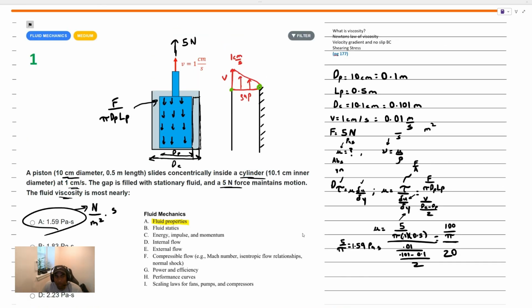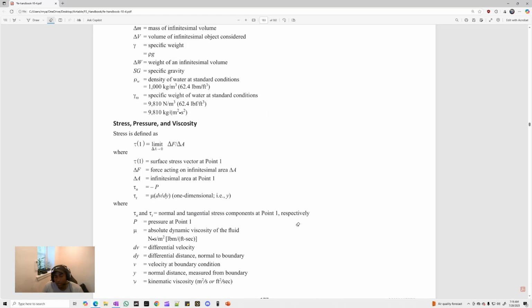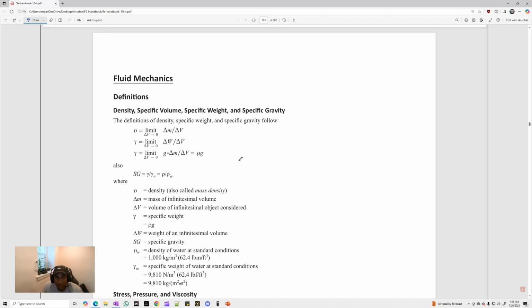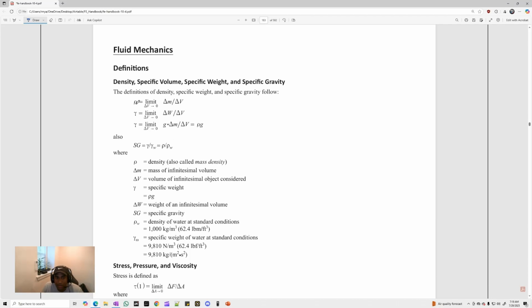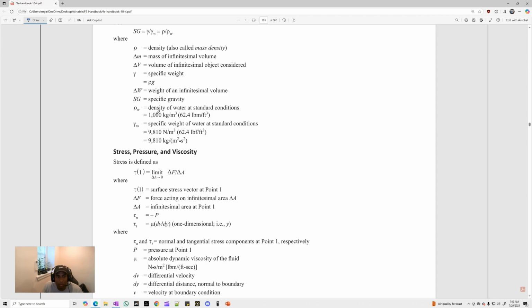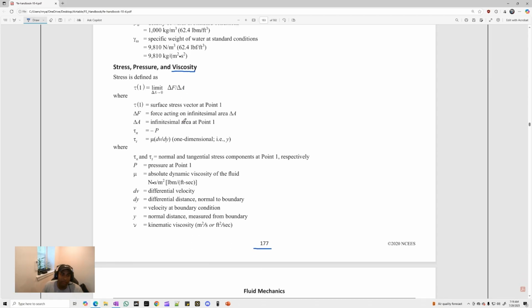Before we move on to the next problem, I just wanted to go through the FE reference manual with you guys and show you where you can find some of this important information. On the first page here of the FE reference manual in the fluid mechanics section, it's page 177 in the 10.4 version, where we're first discussing some of these properties: density, specific weight, specific gravity. We'll be discussing those later in this review. There is a section on viscosity here, which would be the relevant part for this question.